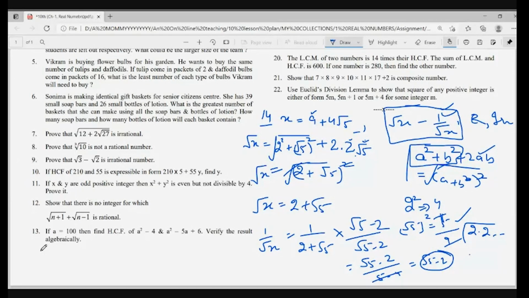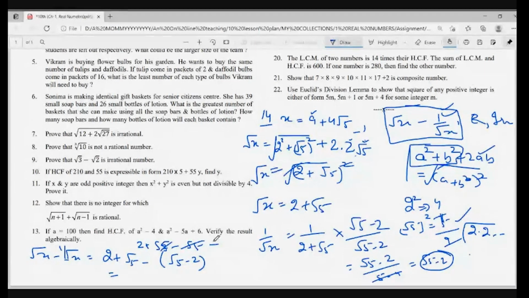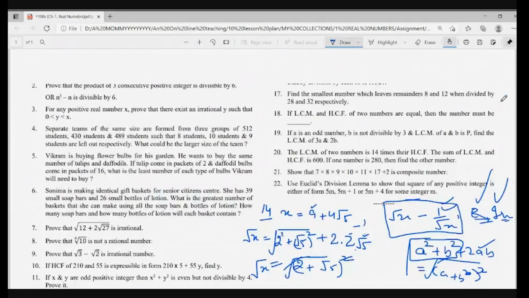Difference of these: under root x minus 1 upon under root x is equal to, under root x value is 2 plus root 5, minus the value of 1 by root x, which is root 5 minus 2. And now this is equal to 2 plus root 5 minus root 5 plus 2. Therefore, its answer is equal to 4. Whether it is rational or irrational: rational. Therefore, the answer is rational.